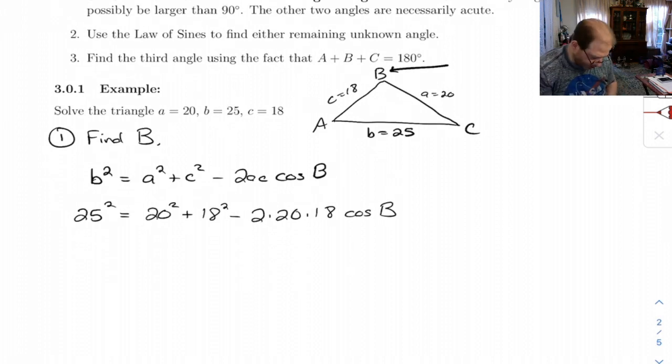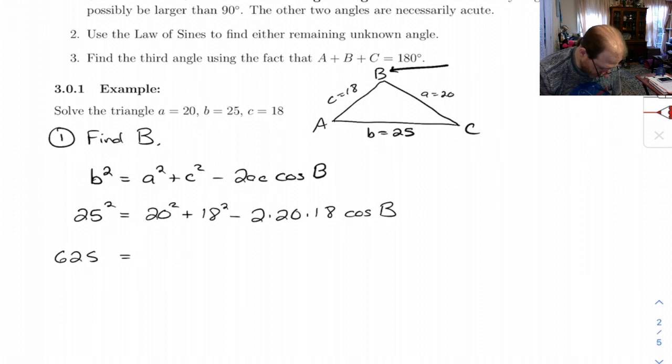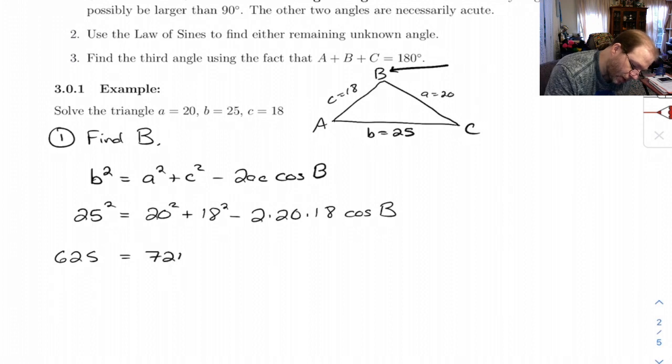All right, so let's work this out. 25 squared is 625. 20 squared plus 18 squared, I believe that's going to be 724. Yeah, 724 minus 2 times 20 times 18. That's 720 cosine B.